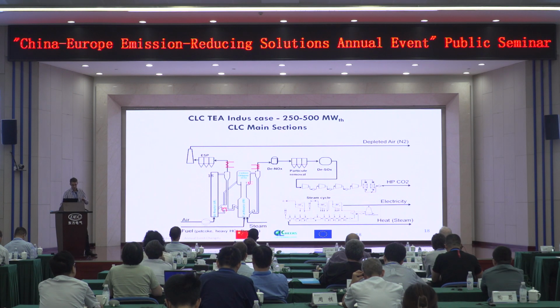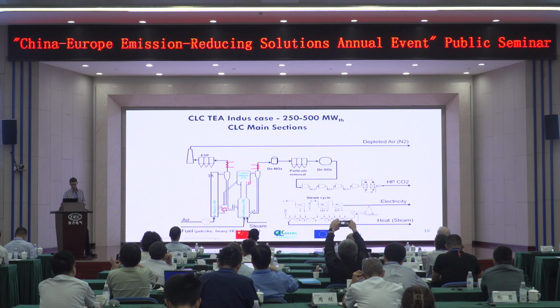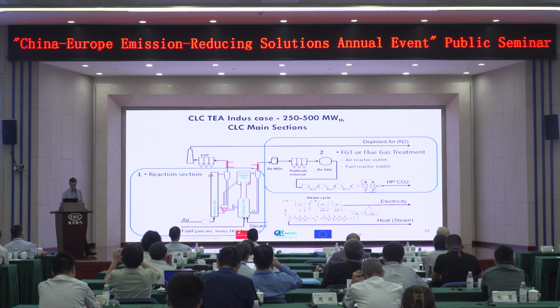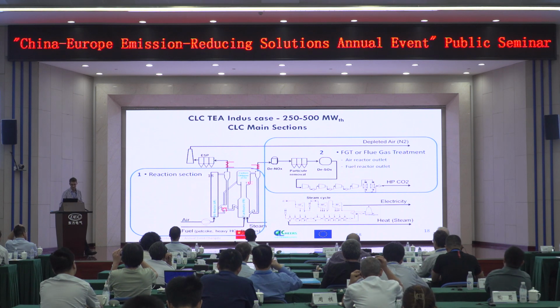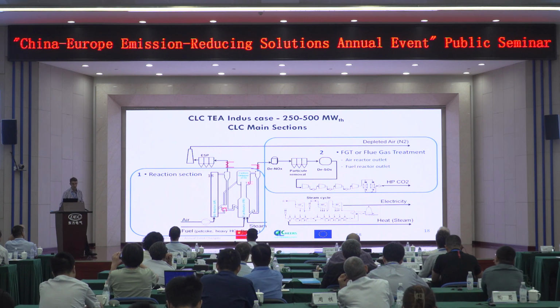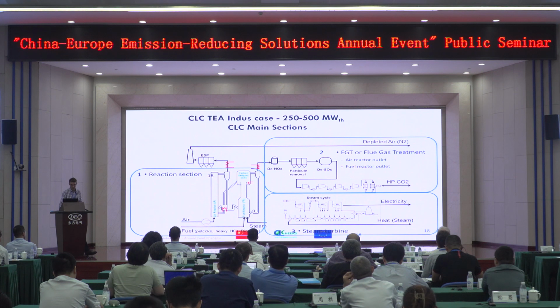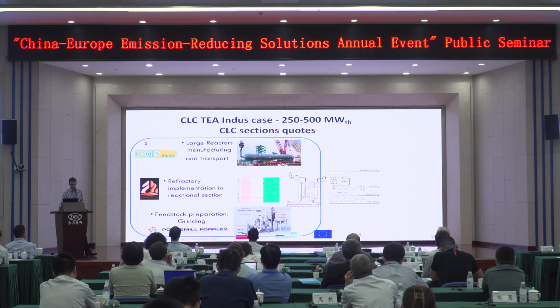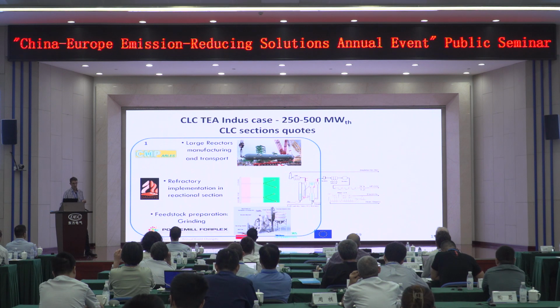So just to let you know the scope of this TEA, we took the reaction section, we took the flue gas treatment for both sides, the air reactor side and the CO2 side for the outlet of the fuel reactor, and the steam turbine. So now we have the design of this equipment, and you need to get how much it costs. So this was done on the Europe case, so it's the euro that has been quoted there for all this equipment.